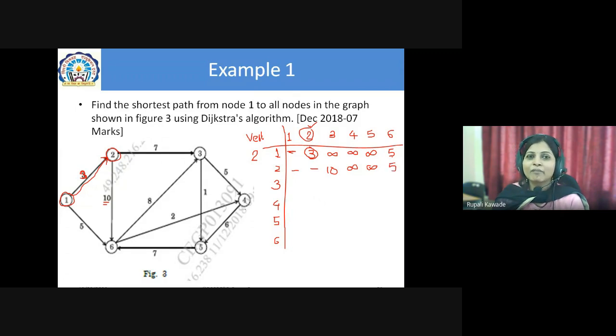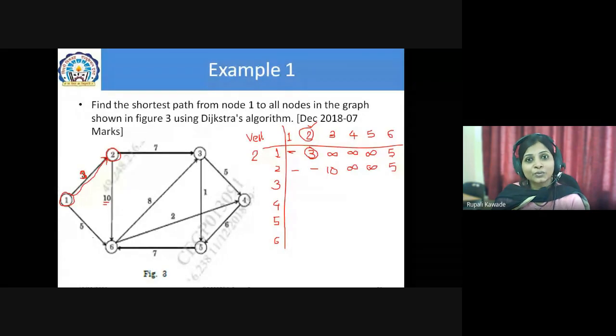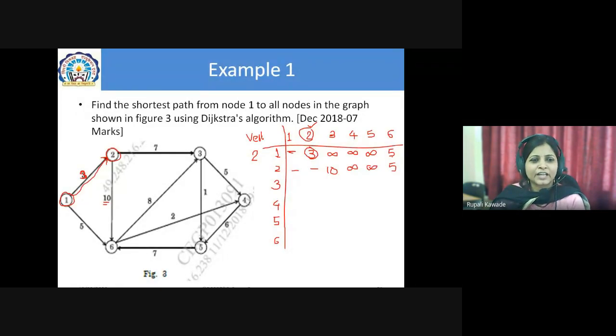Right? You cannot update it to 13 because that 13 means for this 6 node, going from 1 the distance is 5, and going from 1 via 2, it is 13. So which route will you prefer? Direct route from 1 or route via 2? Direct route from 1, right?